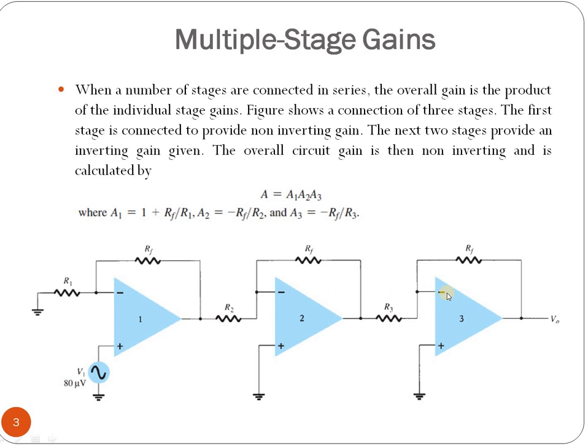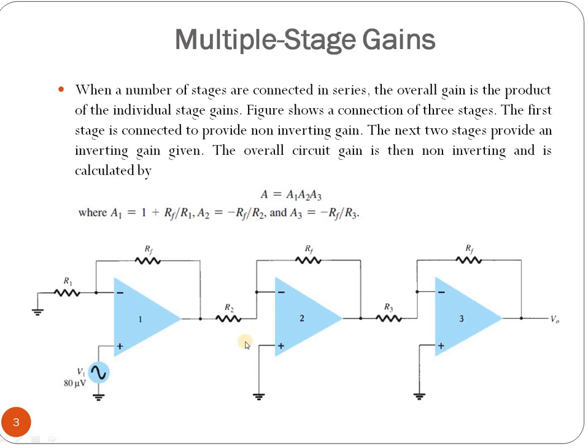So suppose the gains are A1, the first one, A2, second one, A3, third one. So the total gain will be A equals A1 times A2 times A3, multiplication of 3 gains. So the total circuit gain will be denoted by A. Where the individual gain value A1, it is non-inverting, so it is 1 plus Rf by R1. Next A2 is inverting, so minus Rf by R2.